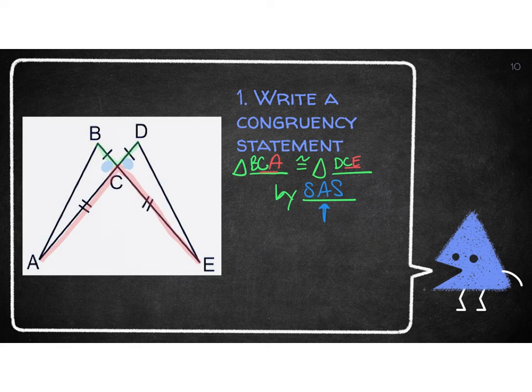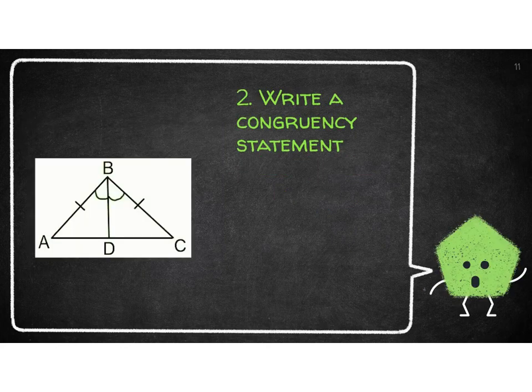So if I were to look at this, I know B and D correspond, C and C correspond, A and E correspond. All right, let's take a look at this second example.